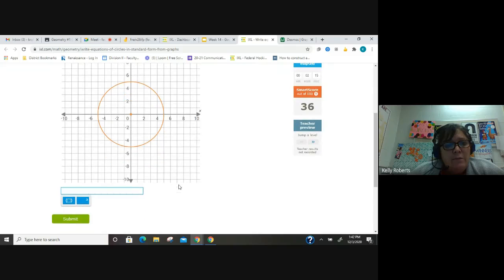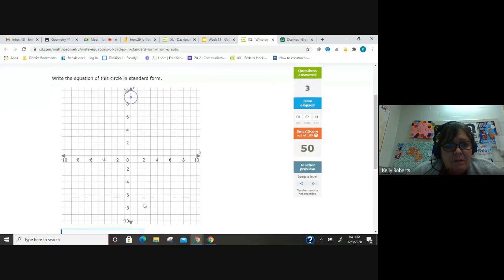All right, another one was 0, 0. I'm trying to keep going until I get to something different so you can see what to do differently. Okay, so x minus 0 is x squared plus y minus 0 is y squared, and that equals the radius, which is 5, and 5 squared is 25.